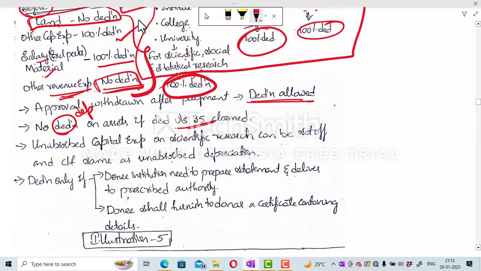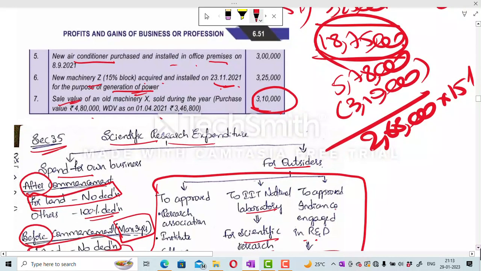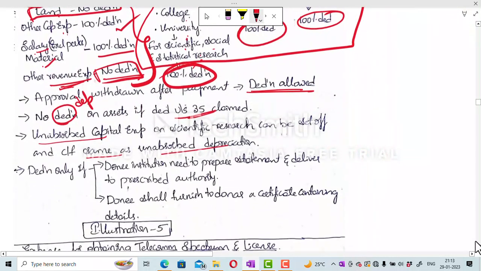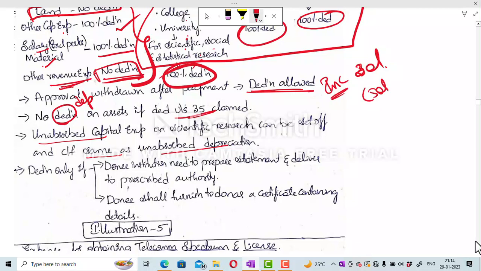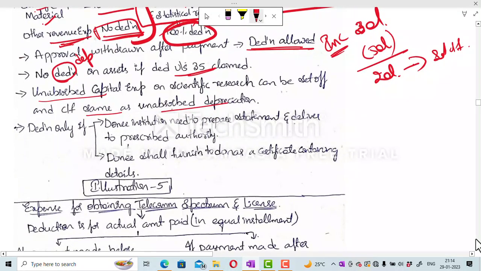Okay. Any unabsorbed capital expenditure can be set off and carried forward, same as unabsorbed depreciation, for an unlimited number of years. We can take that carry forward. Means, for example, we got only 30 lakhs from that research income, but we have invested 50 lakhs. 20 lakhs can be set off next year, set off and carried forward, for unlimited years if capital expenditure is not set off.